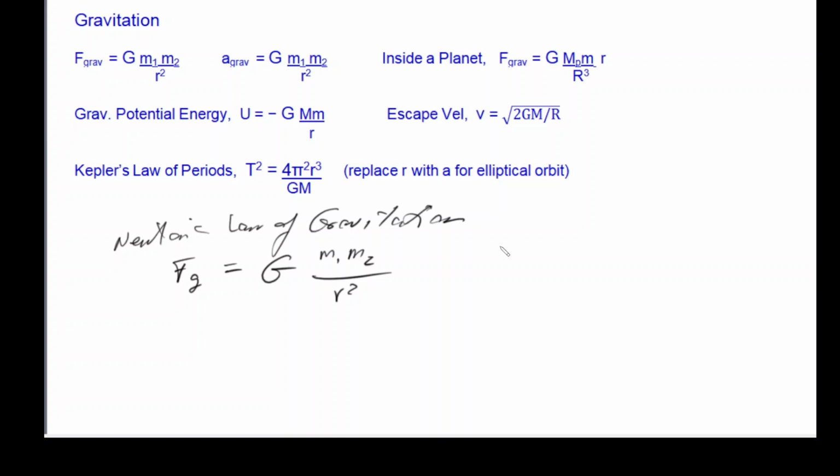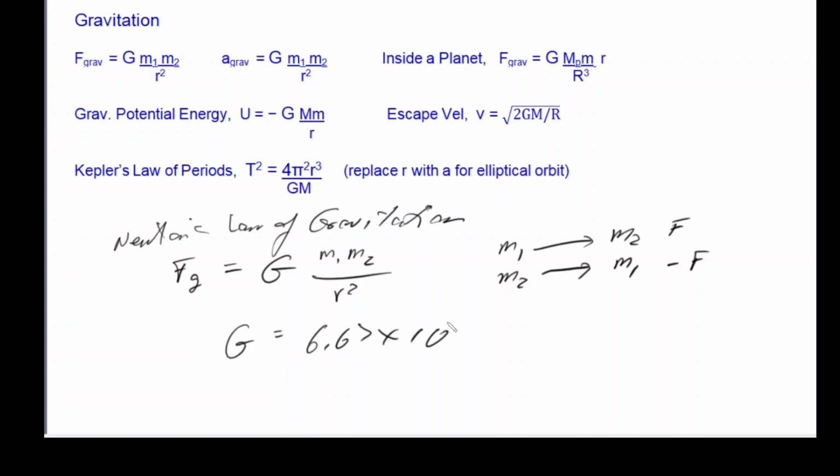And from this equation we see that mass 1 exerts a force on mass 2, and mass 2 exerts a force on mass 1. And if this force is F, this is minus F. So they're equal and opposite because they're in the opposite direction. And G, the gravitational constant, is equal to 6.67 times 10 to the minus 11 Newton meters squared per kilogram squared.